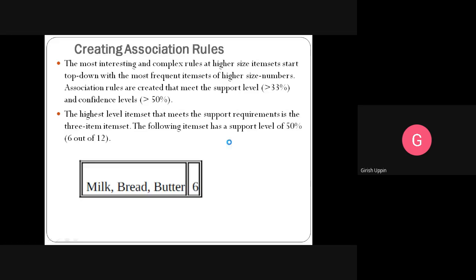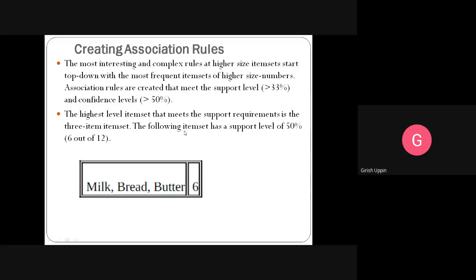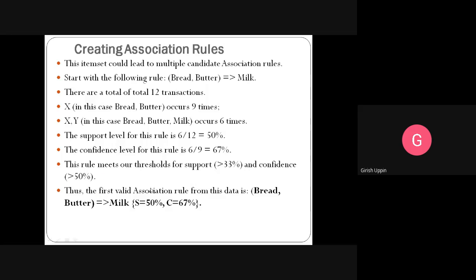So you can see here 6 out of 12 transactions. 6 by 12 is nothing but 50%, so it has a 50% support. The item set could lead to multiple candidate association rules. Now we have the item set, and it will lead us to many association rules. We have to pick those association rules which have the minimum support and confidence that has been set as the threshold.